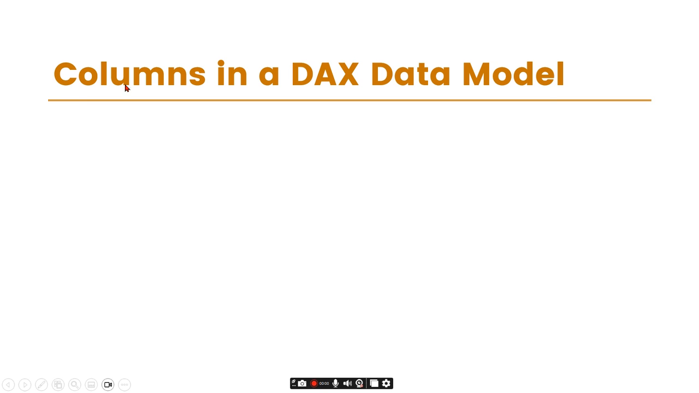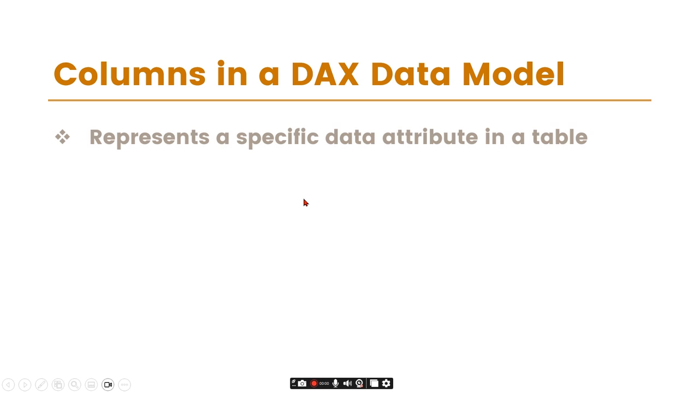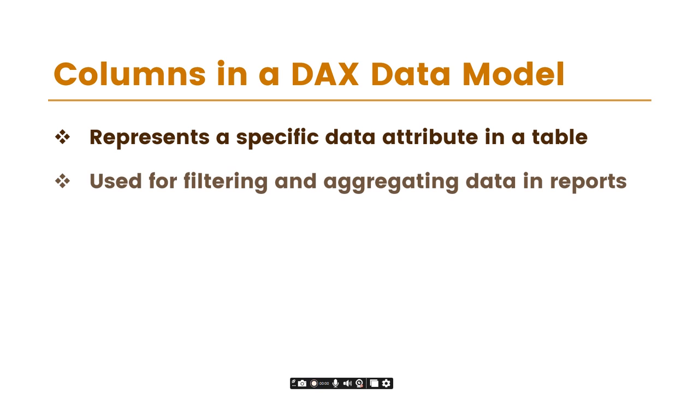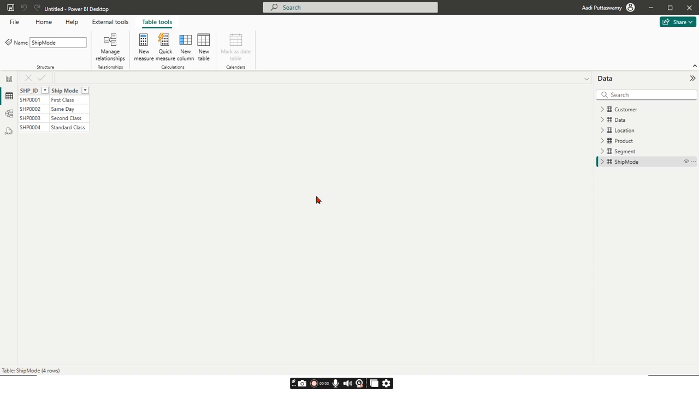Right. Next, columns. Columns represent a specific data attribute in a table, and are used for filtering and aggregating data in reports. Right, let's go back to our Power BI window.